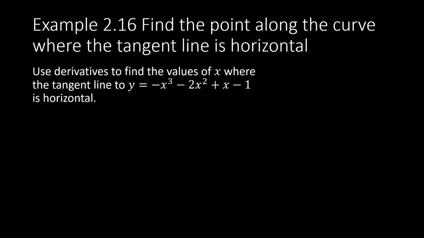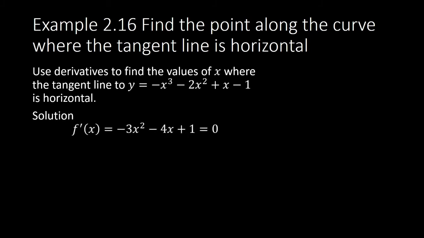Use derivatives to find the values of x where the tangent line to the curve y is equal to negative x cubed minus 2 times x squared plus x minus 1 is horizontal. Now this time, I am not going to show you the graph. We will get the values of x where the tangent line to the curve is horizontal using derivatives.